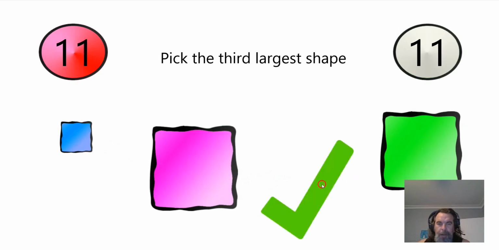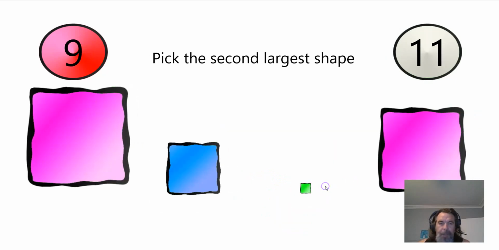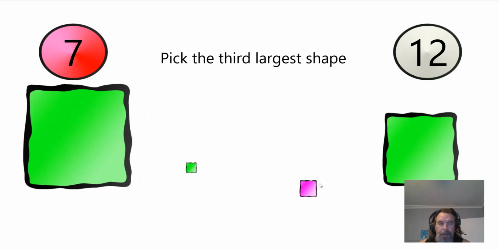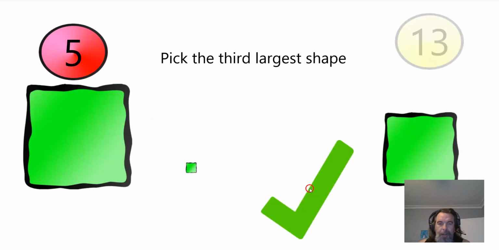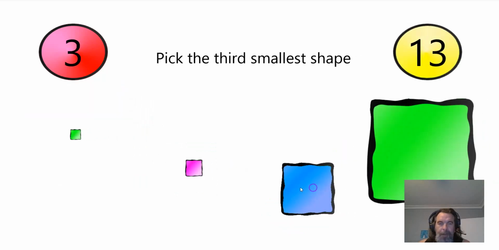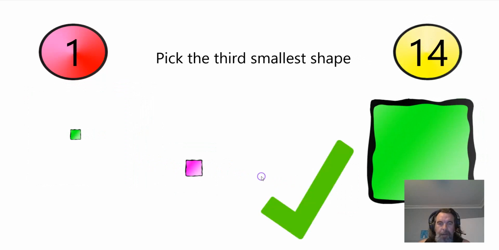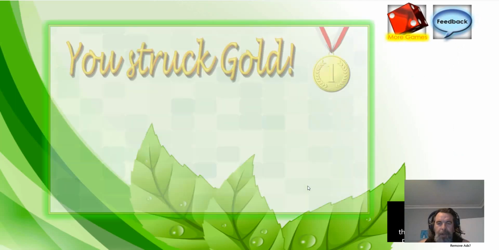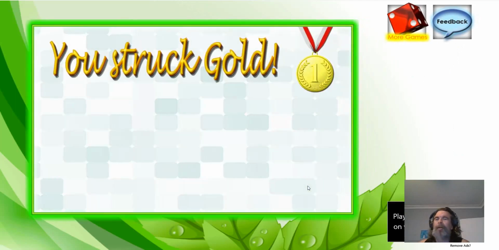Third largest, which will be that one. Pick the third largest. Pick the third smallest. Pick the smallest. Oh, I didn't quite get it, but did I get enough for a gold? Yes, I struck gold.